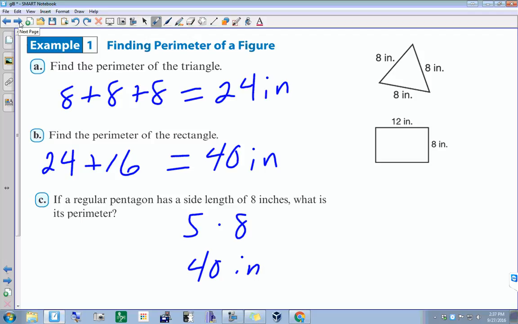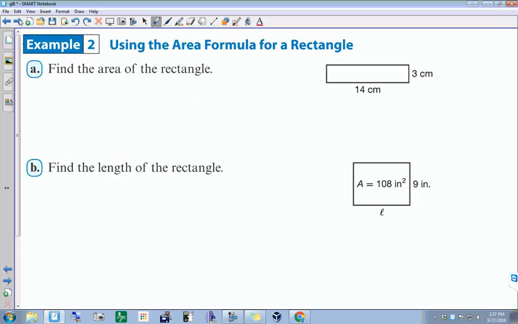So, let's try this. Area. How do I deal with area? Multiply them. So, what would I have to multiply here in order to find the area of that? Okay, so you want me to take 14 multiplied by 3, and that would give me what? 42 cm squared. Always squared. Now, what about B? Oh, I just multiply 108 and 9, right?